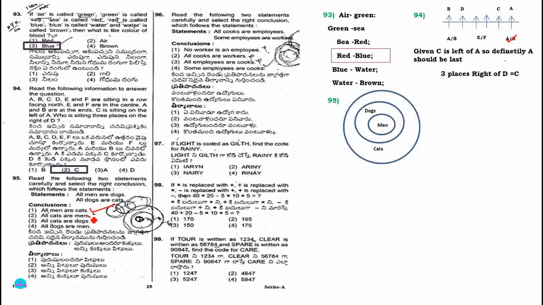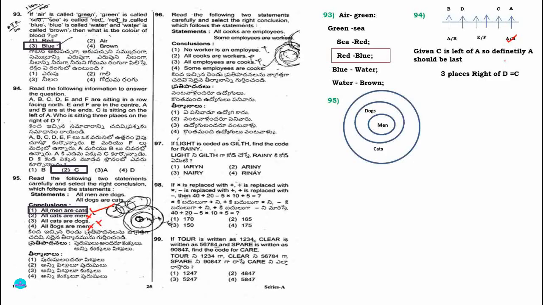Now next, all cats are dogs. Are all cats dogs? No, there are some cats left out which are not dogs also. Now next, all dogs are men. Are all dogs men? No, only some dogs are men. So this is also wrong. So what is the answer we are getting? Option 1, all men are cats is correct.